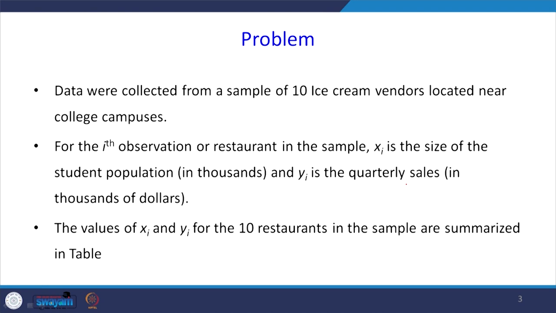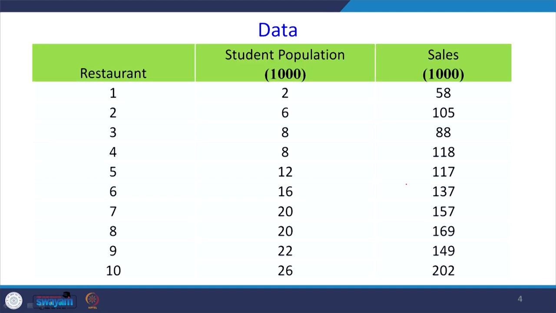Data were collected from a sample of 10 ice cream vendors located near college campuses. For the ith observation or restaurant in the sample, xi is the size of the student population and y is the quarterly sales of ice cream. The values of xi and yi for the 10 restaurants are summarized in the table given next. So, the problem says the independent variable is student population and the dependent variable is sales. There was a 10 data set like this.